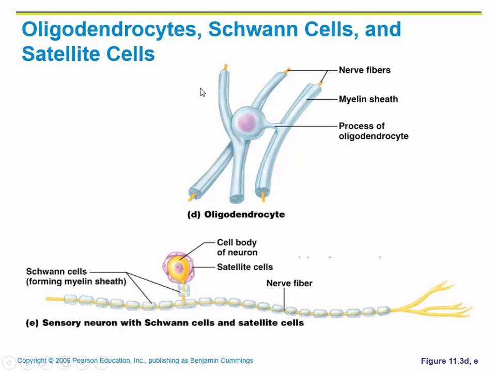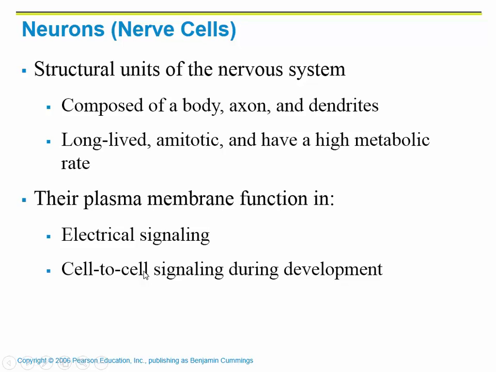So the oligodendrocytes are forming the myelin sheath, but only in the central nervous system. The Schwann cells are forming the myelin sheath in the peripheral nervous system, and then you can see the satellite cells are surrounding the cell body, or the soma, in the peripheral nervous system.